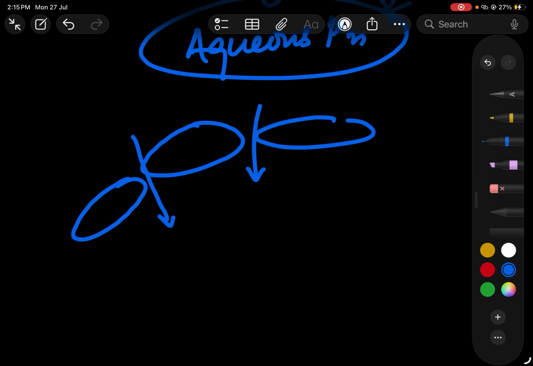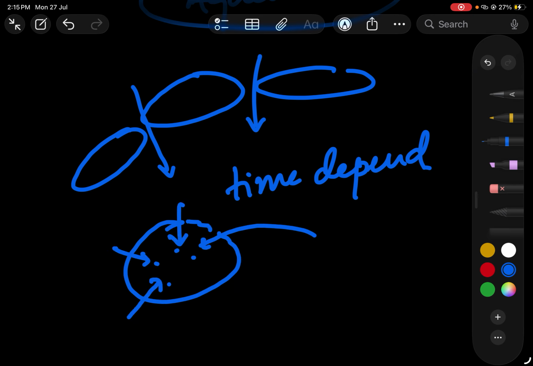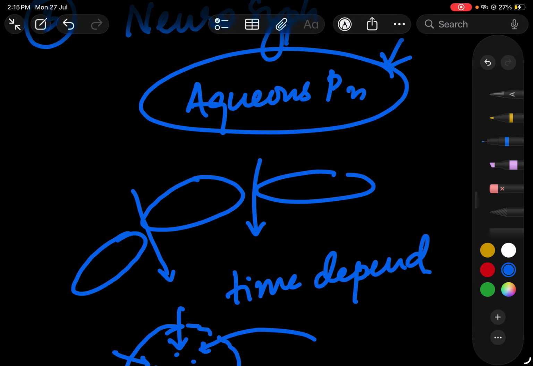See over here, it doesn't matter whether it's lipid-soluble or water-soluble. What matters is time-dependent killing. There must be some amount of drug persistently acting in the brain for it to kill the spirochete. So only if you give a large number of doses will the molecules enter and stay in the brain for a longer time. That is why we give aqueous penicillin.